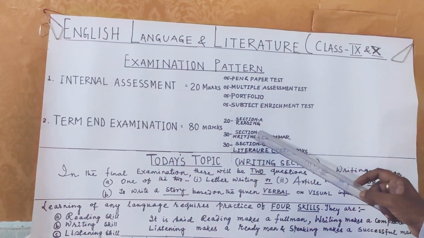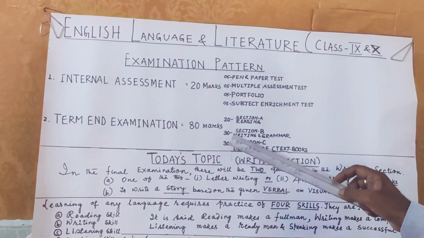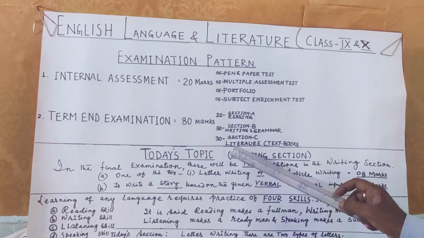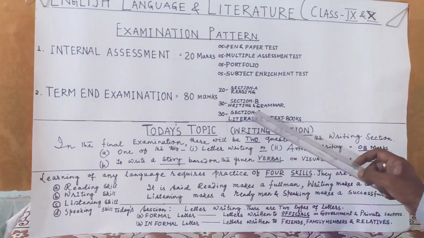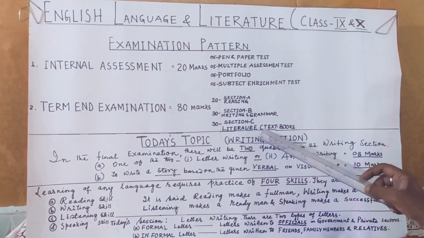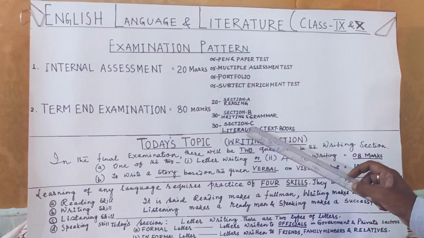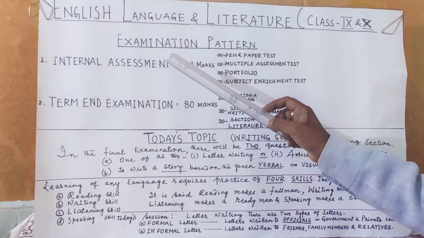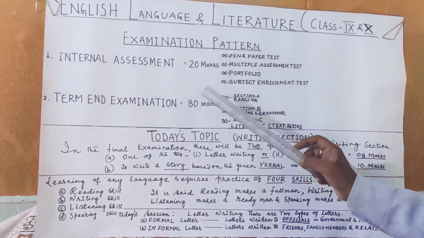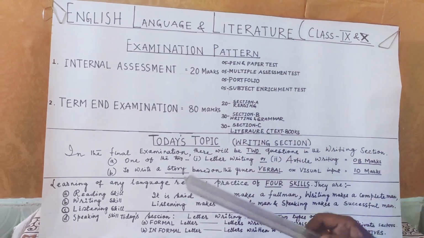Section B is of 30 marks. It is known as writing and grammar. Then section C is of 30 marks. It is known as literature reader or text. That's all about the CBSE examination pattern for classes 9th and 10th in the subject English language and literature.